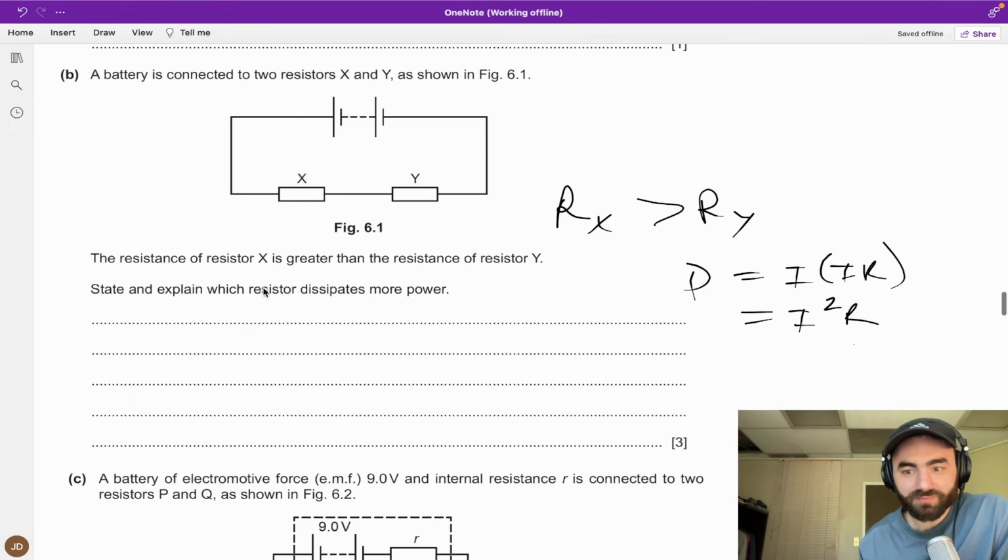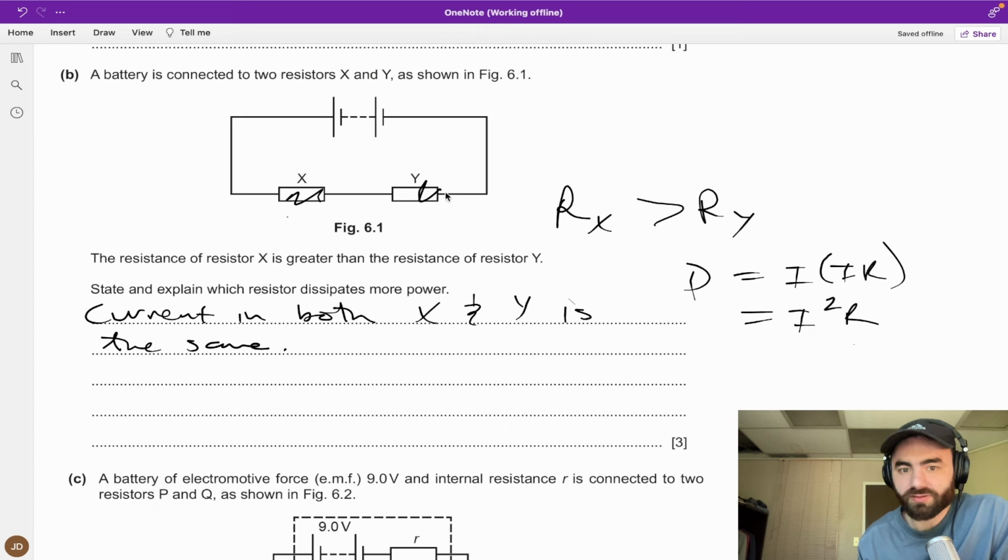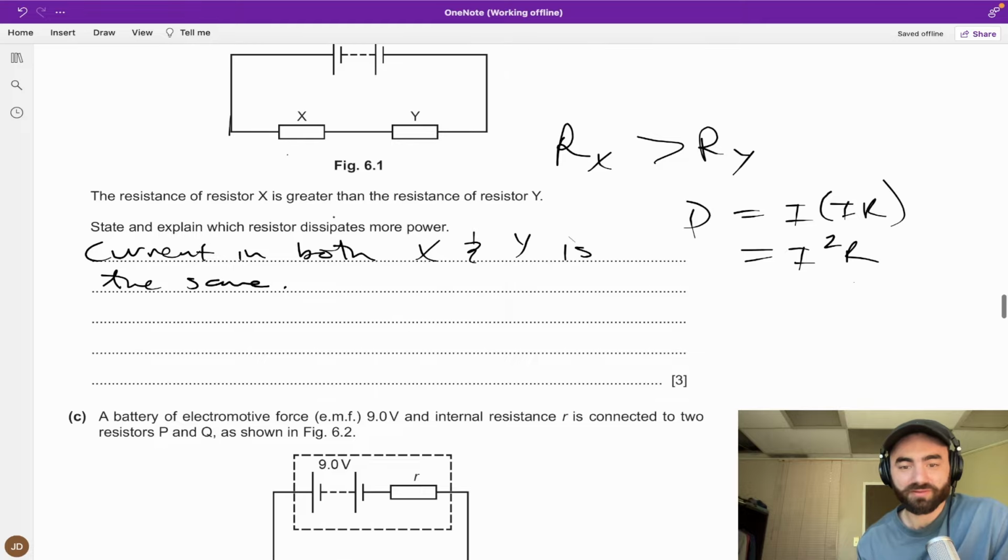Okay, so the current in both X and Y is the same. This is resisting the current. So the overall current of the circuit is the same. Current here is the same as current here, same as current here, same as the current in your room. No, not that. But the current is the same everywhere. And if the current is the same everywhere, that means this is constant.